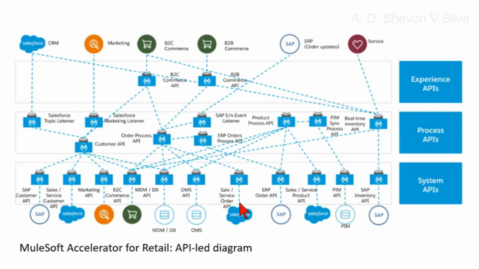Salesforce Accelerator Salesforce Order System API. The Accelerator Salesforce Order System API fetches orders from Salesforce system. Fetch list of orders, fetch individual order, create order, patch individual order.